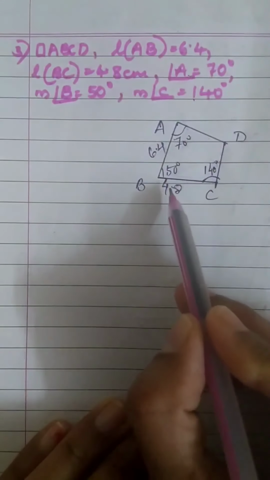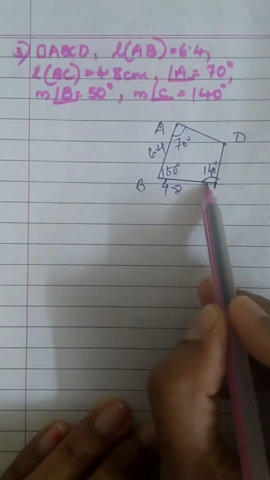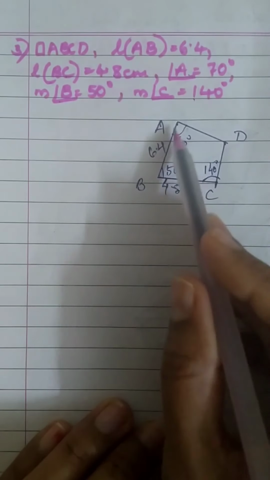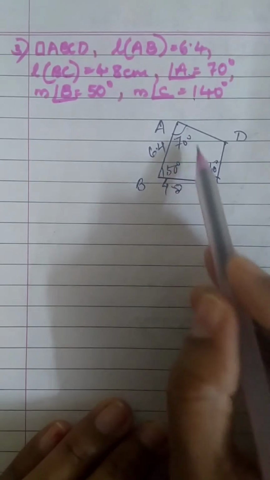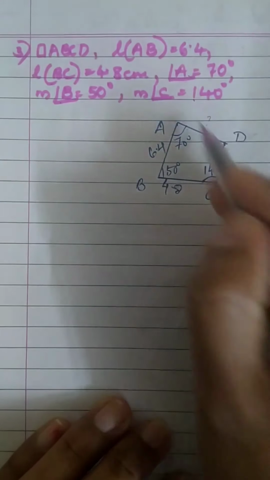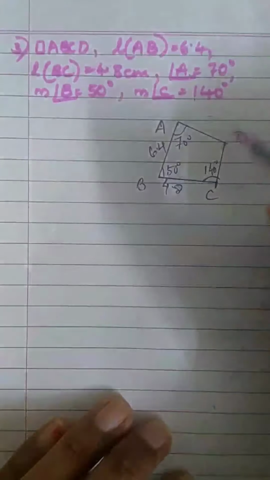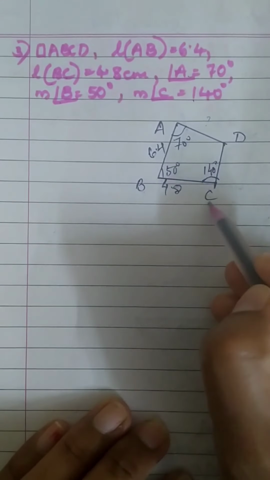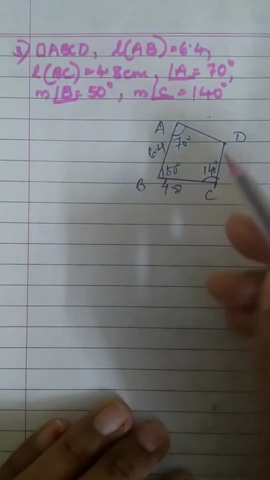Now, as you can see, we can start with BC. You can start with any side, that is, from AB or BC, you can start with any side. Because we don't have this information, AD and DC, you can't start with those. We will start with either AB or BC. I will start with side BC, 4.8 centimeter.